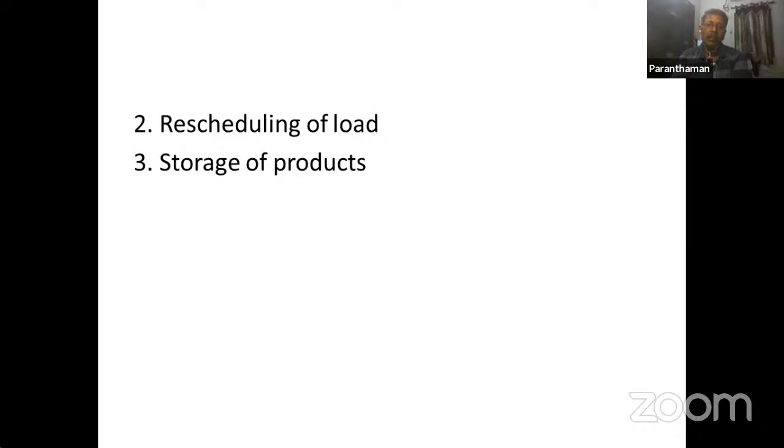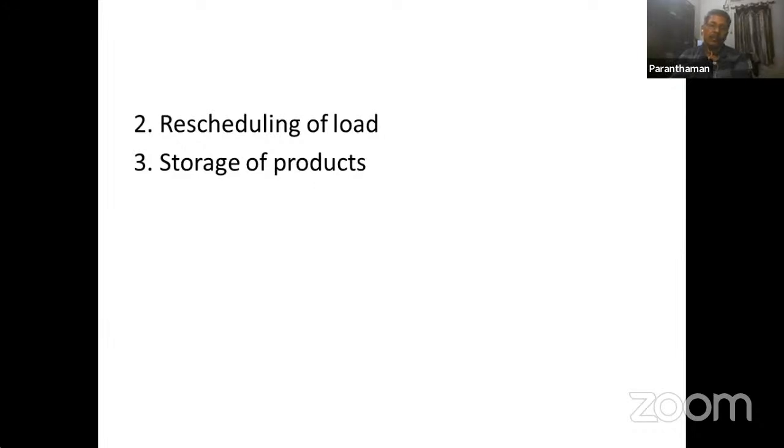No. We have to give some incentives. Then only you will do that. Otherwise, you will not do it. It is just a point. Storage of products means we can freeze the food products during daytime, when there is surplus energy and solar energy is available, and keep it with minimum consumption of load during night time.